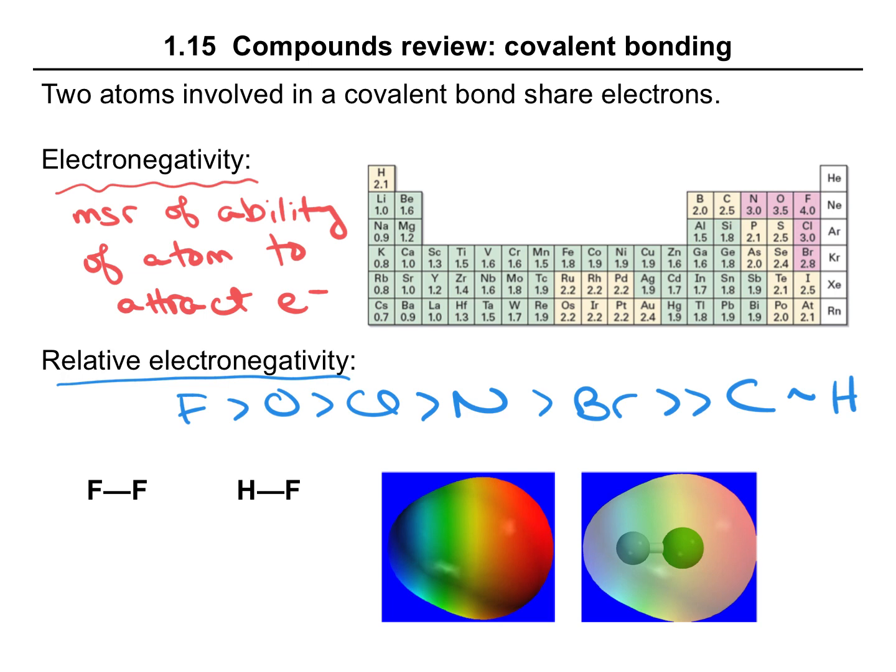Now let's look more closely at a couple of covalent compounds. So here we have fluorine, F2. Fluorine is the most electronegative, but both of them are equally greedy, and so they have to share equally. On the other hand, if we look at HF, fluorine is much more electronegative than hydrogen. So although this represents a pair of shared electrons, those electrons are not shared equally. Because these electrons are not shared equally, this leads to a dipole in the molecule.